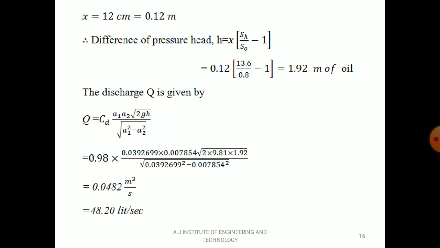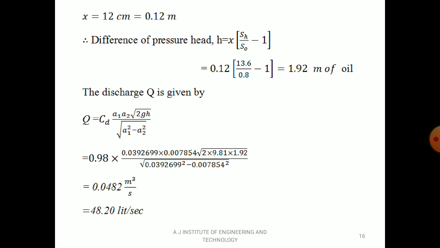So Q equal to 0.98 into 0.0392699 into 0.007854 into square root of 2 into 9.81 into 1.92 divided by square root of 0.0392699 square minus 0.007854 square. So we end up with the value of Q as 0.0482 meter cube per second. You can convert to liter per second by multiplying by 10 to the power 3. So 48.20 liter per second. That is the value of discharge.